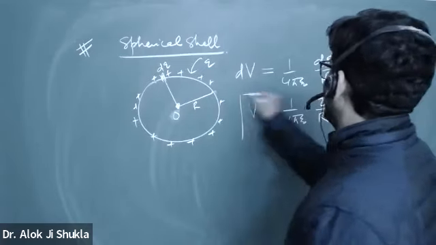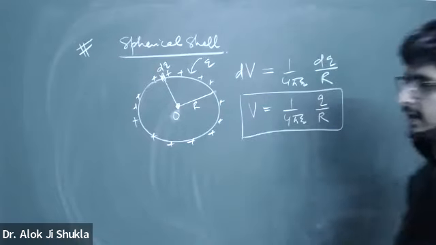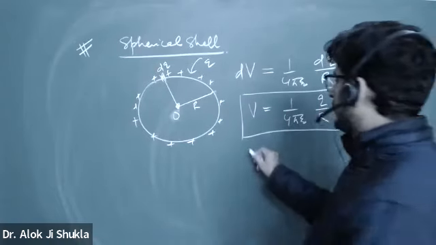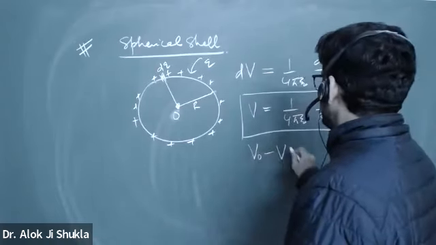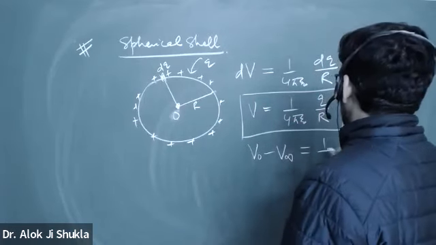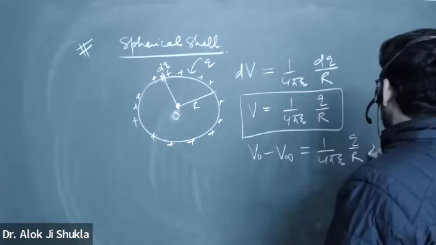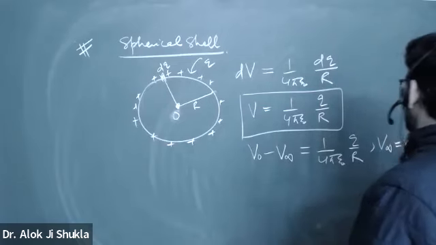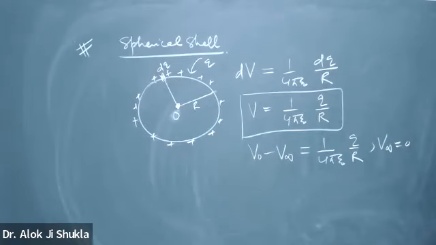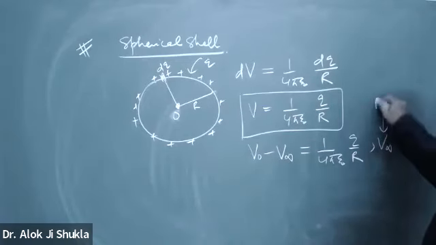So if I integrate, the potential V is 1 by 4 pi epsilon naught Q by R. This is the potential. And don't forget, we can always only tell the potential difference. So actually it is V0 minus V infinity equal to this. And here V infinity is 0, because very, very far from this charge, at infinite distance, the potential will be 0. So the reference potential is 0.